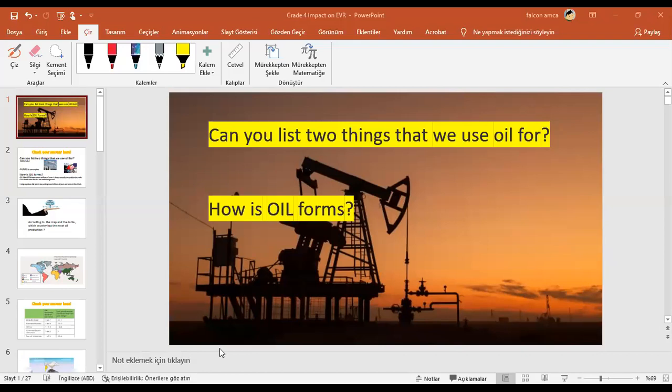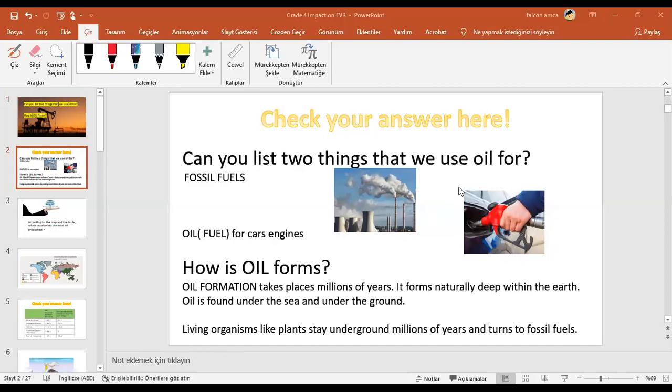Last lesson, as you know, we mentioned oil. Now, what is oil needed for? Why are we using oil? Muhammad, can you explain for us? We use oil for the cars. Yes, good. We use it for cars and cooking, and in ships and trucks we use the oil.